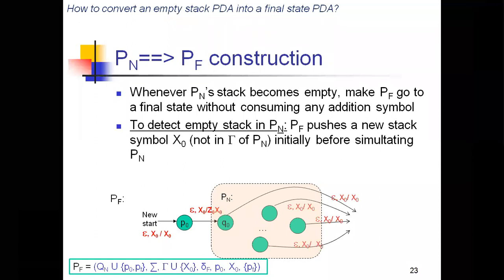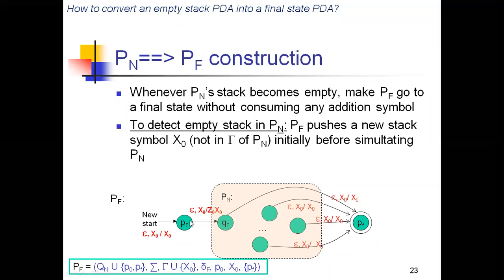PF is (Qn union {P naught, PF}, sigma, tau union {X naught}, delta F, P naught, X naught, PF), where delta F is the transition function. So what it means is taking an empty stack PDA and converting it into a final state PDA. This is the procedure of doing that. It is totally from the theorem itself, we are proving how the conversion from empty stack to final state PDA works. So here the statement is most important, and the representation of the state diagram is most important.